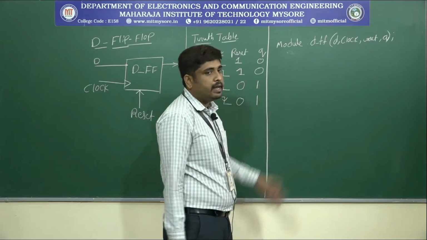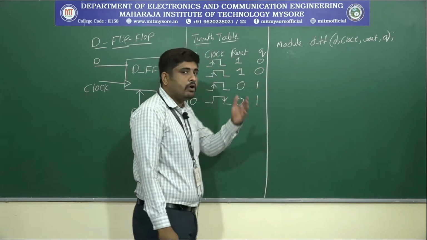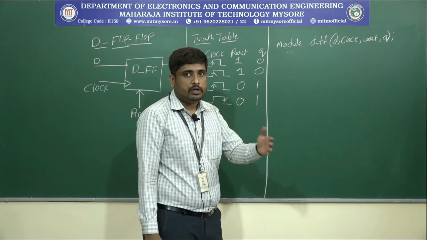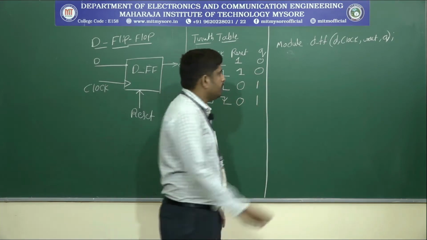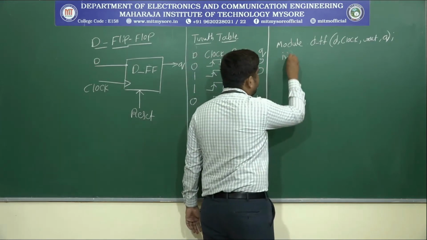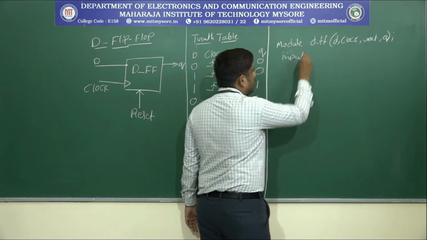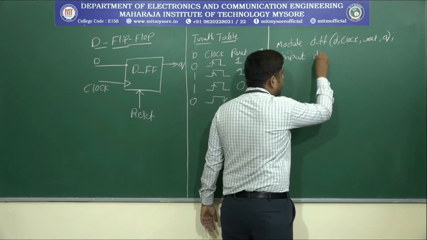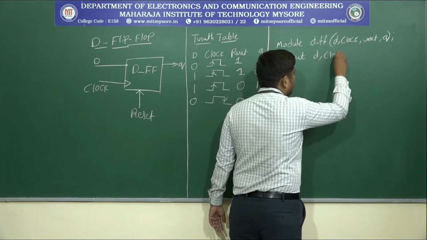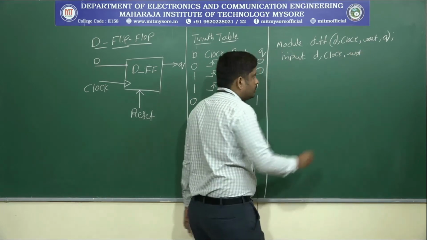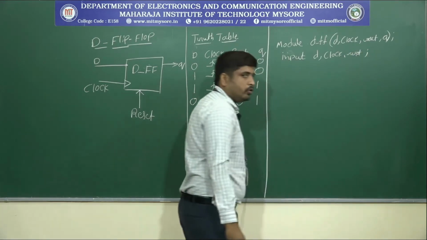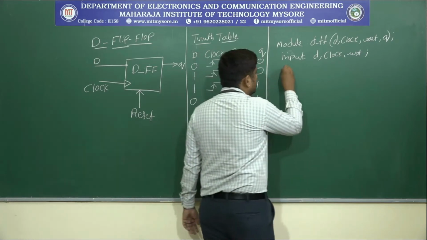Once you write the terminals, the next step is to mention the inputs and outputs. What are the inputs and outputs available with respect to the D flip-flop? The inputs are D, then clock, then reset, with a semicolon. After this you have to mention the output.